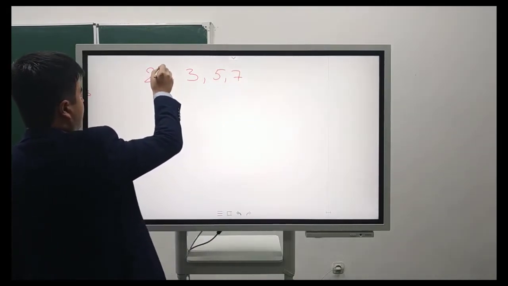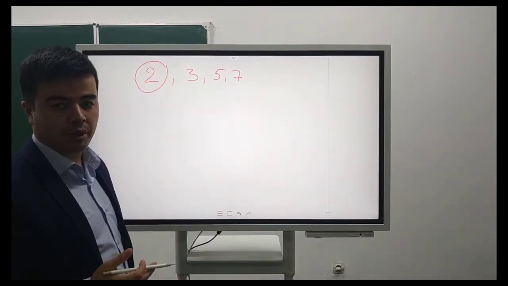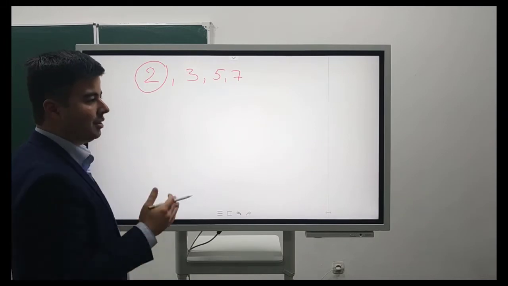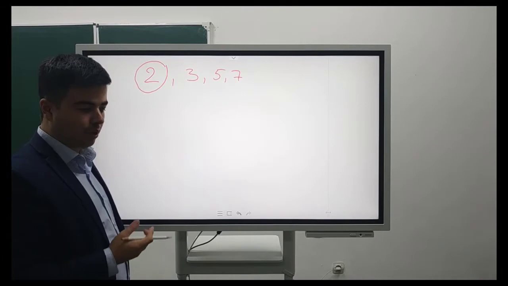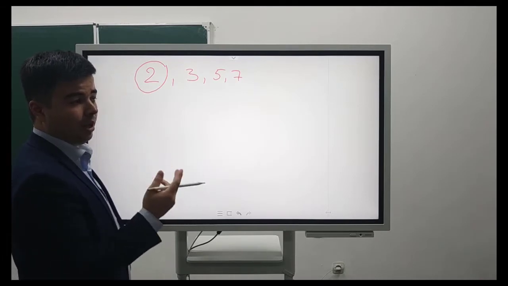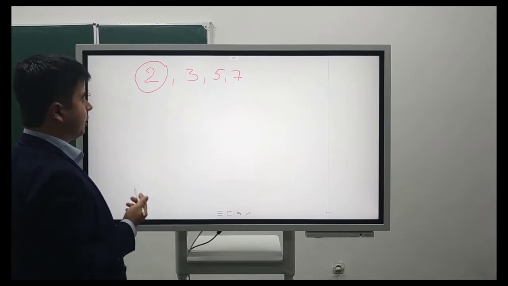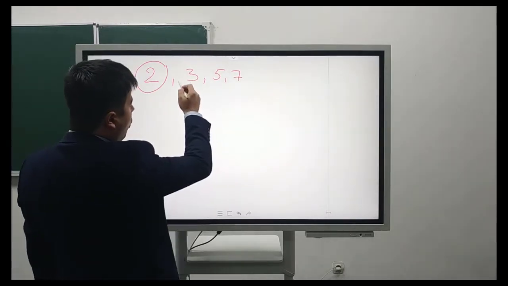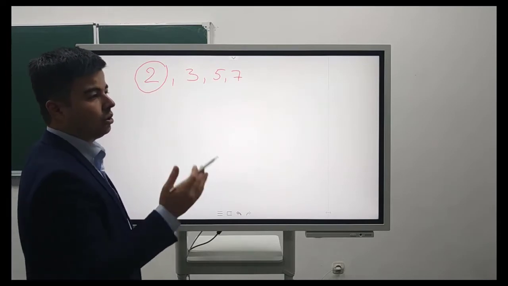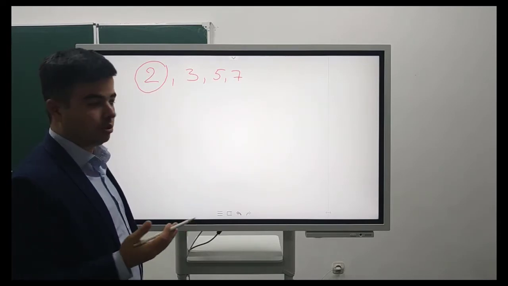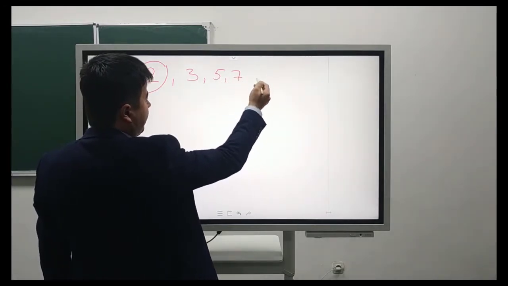Look here, pay attention. Only 2 from the even numbers is a prime number. Other even numbers cannot be prime because they have other divisors also. At minimum they divide by 2 because they are even numbers. And look here, not all odd numbers are prime numbers.